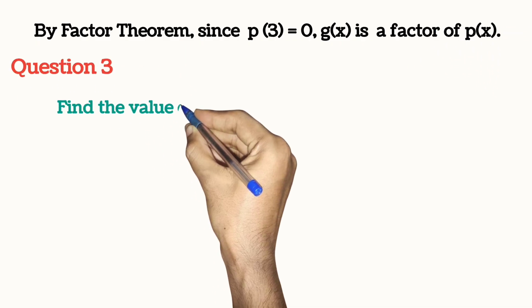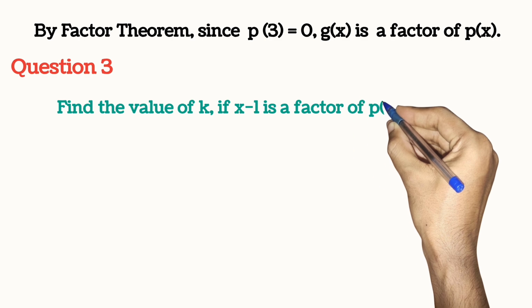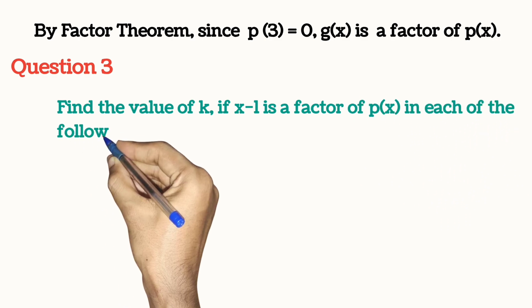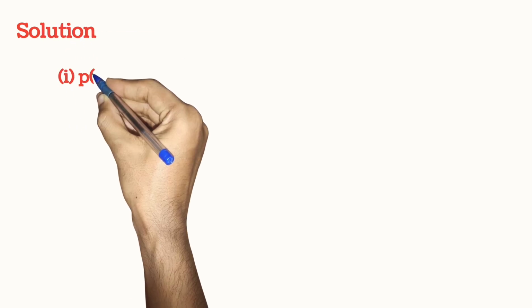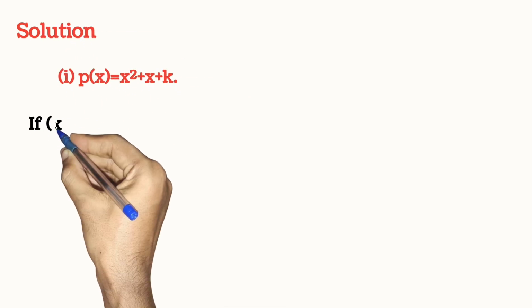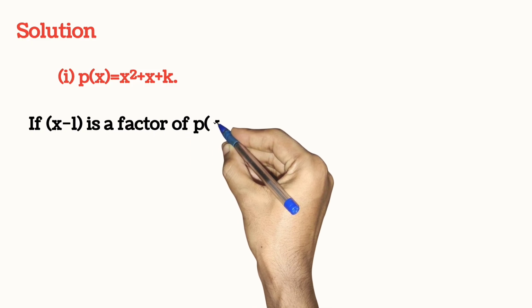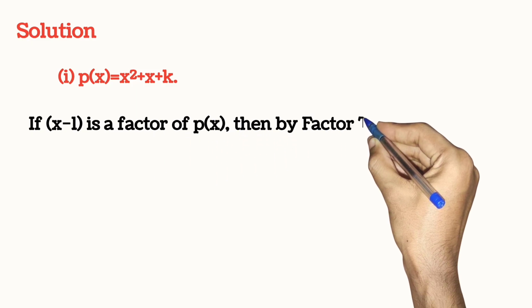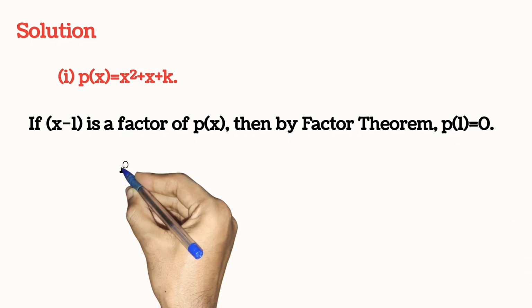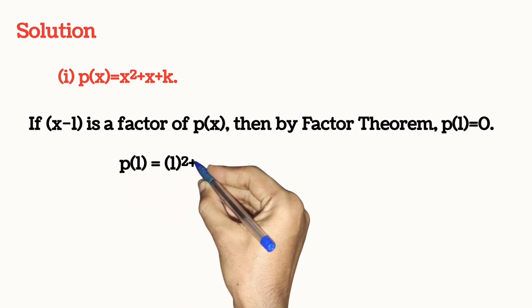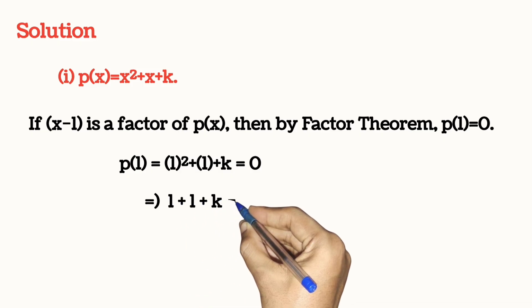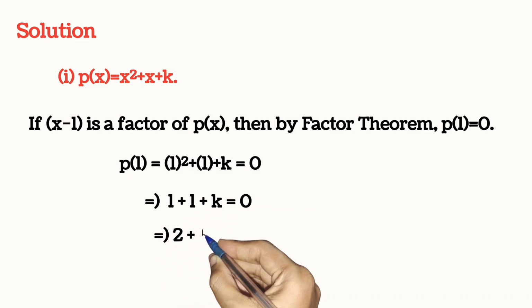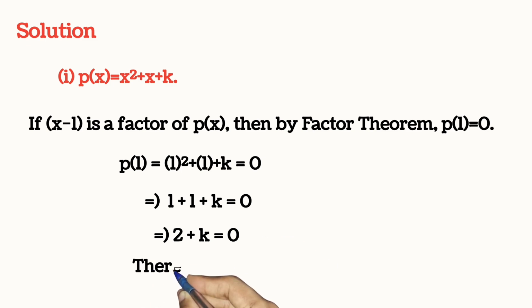Question 3. Find the value of k if x − 1 is a factor of p(x) in each of the following cases. For this, look at the solution. First question is p(x) = x² + x + k. If x − 1 is a factor of p(x), then by the factor theorem, p(1) = 0. So p(1) = 1² + 1 + k = 0. That implies 1 + 1 + k = 0. That implies 2 + k = 0. Therefore, k = −2.